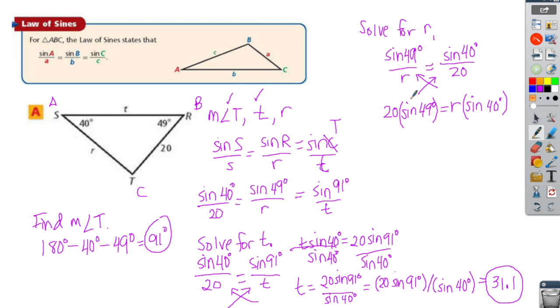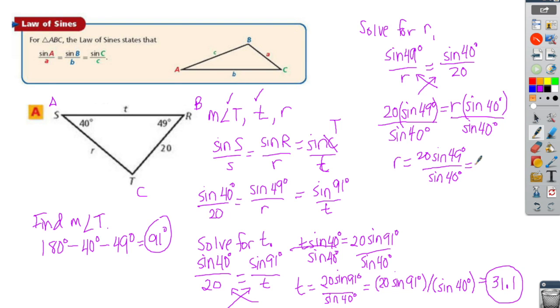All right, so we're solving for r. Our objective is to isolate the variable. We can do that by dividing by sine 40 degrees. All right, let's apply that. And once again, now you're saying that r can actually be found by using the given setup: 20 multiplied by sine 49 in our numerator over sine 40 degrees.